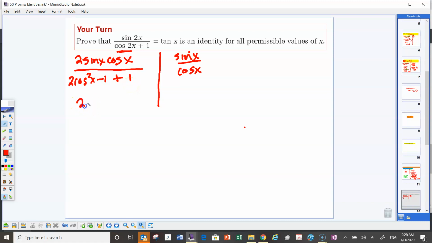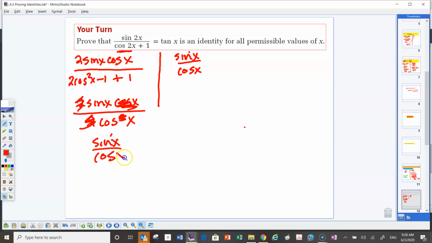So now this reduces to 2 sine x cos x over 2 cos squared x. So now the 2's cancel. This cos cancels out one of those. And you're left with sine x over cos x. And again, QED. Showing the left side equals the right side.